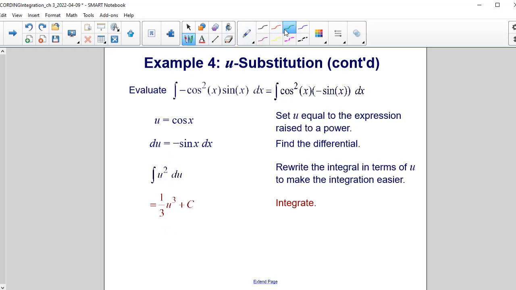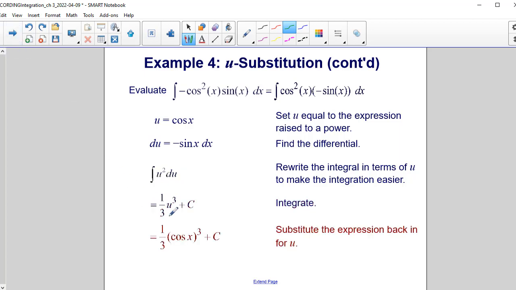The integral of u squared du is equal to 1/3 u cubed plus c. You know that by doing the opposite of differentiation, adding 1 to the exponent and then dividing by n plus 1. Now that we have our integral, we can go back and replace u with its original value, cosine x. So we have 1/3 cosine x, this u was to the third power, plus c.